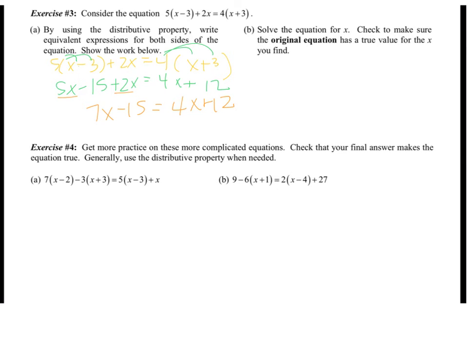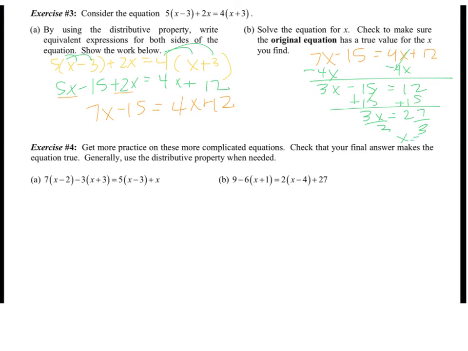So we're going to take this equation and we are going to solve. So 7x minus 15 equals 4x plus 12. So subtract 4x from both sides. And 3x minus 15 equals 12. Add 15. So 3x equals 27. Divide by 3. So x equals 9.